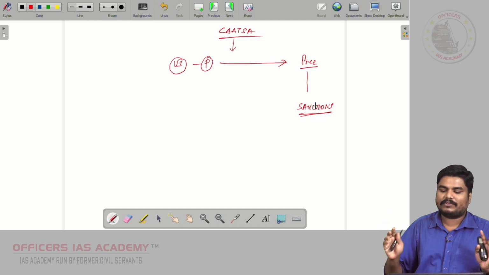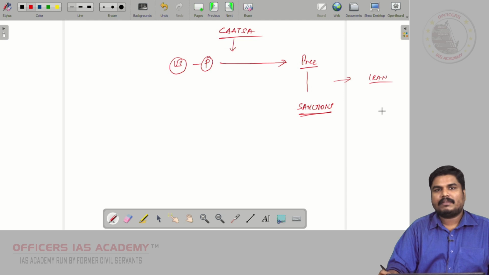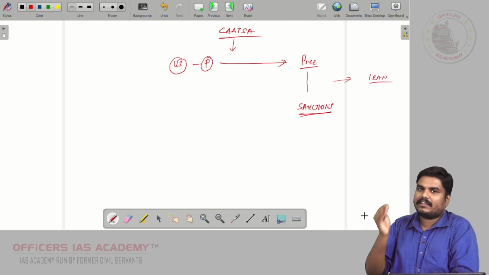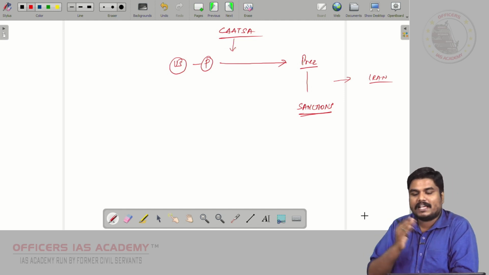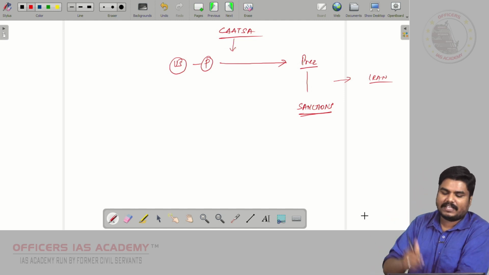Say America imposes sanctions on Iran. Then America will not be doing any trade with Iran, and America will pressurize other countries not to trade with Iran. These are the problems which Iran will be facing. Many banks will not give loans to Iran. Getting loans from World Bank, IMF becomes difficult for Iran. These are the consequences of imposing a sanction.